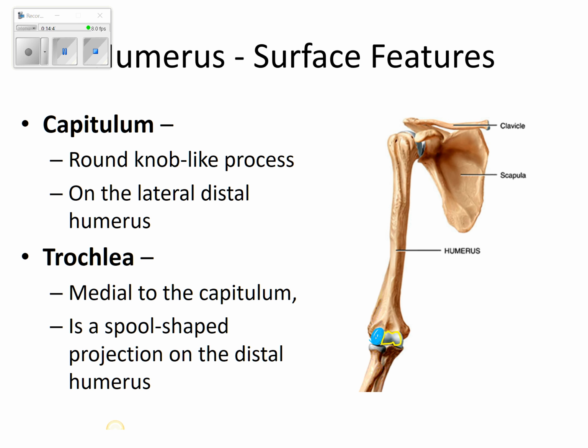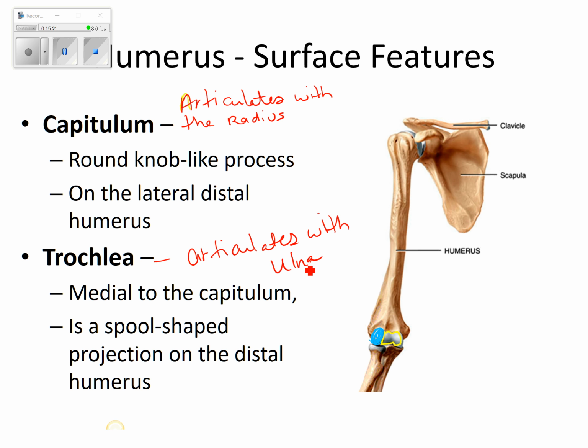So what you need to know here is the capitulum. Of course, the function of it is it's going to articulate with the radius, and that's the cup-shaped depression of the head portion. The trochlea, of course, is going to articulate with the ulna. And the specific area on the ulna it's going to articulate with is the trochlear notch.